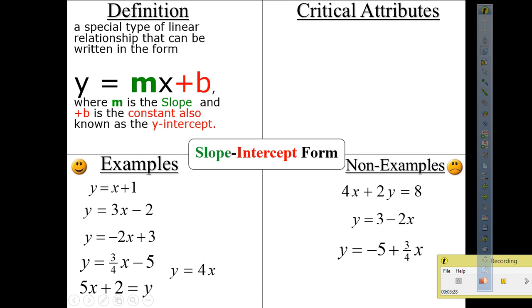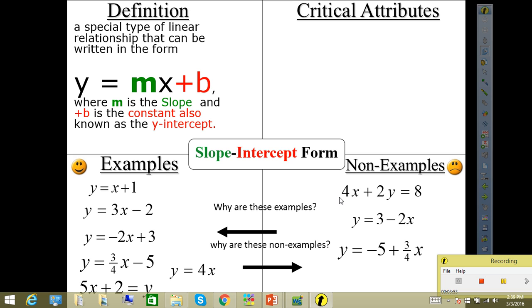So, look at the examples and look at the non-examples. Talk it over with your neighbors and let them know why these are not examples of slope-intercept form. Go ahead.